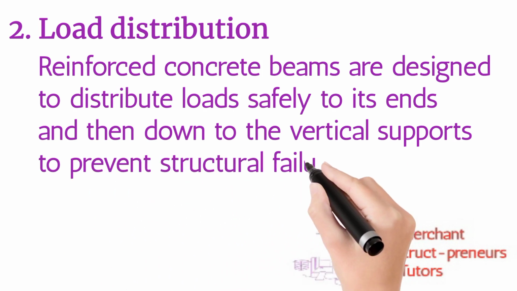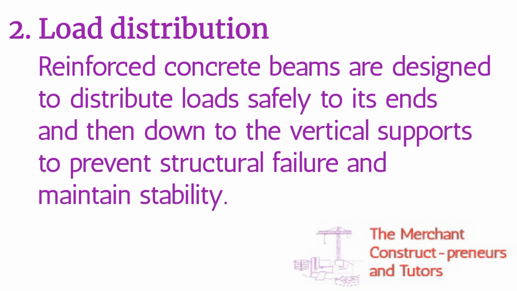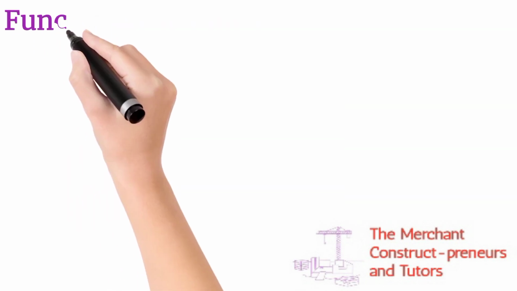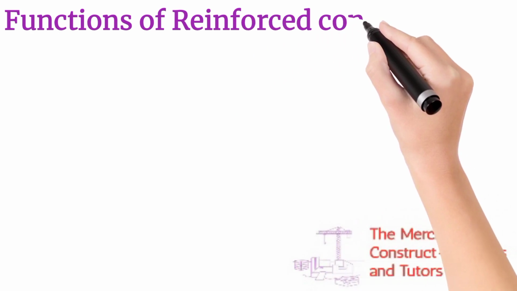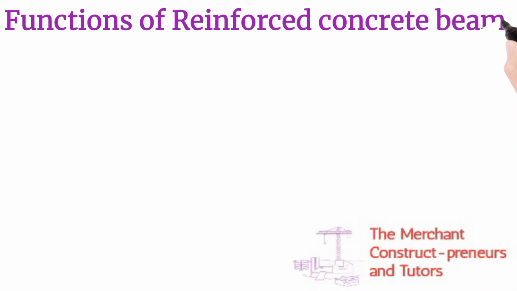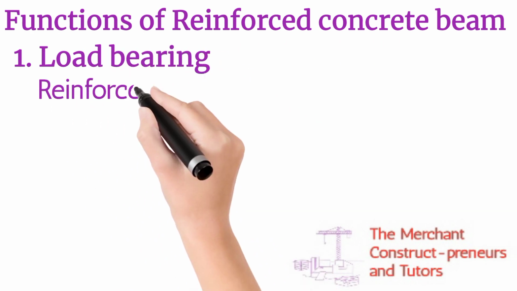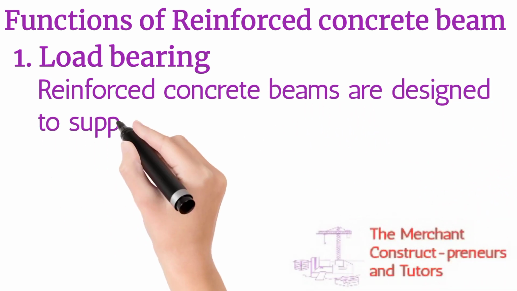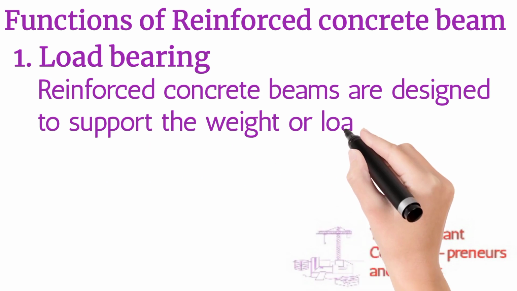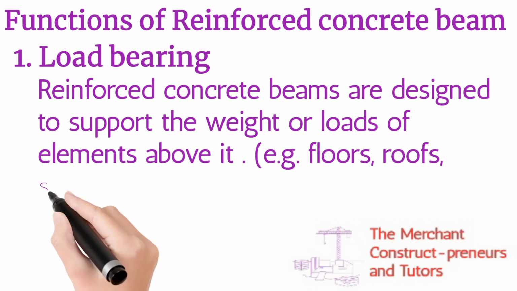So we are going to be looking at the functions of reinforced concrete beam. What it actually does in the structure. We defined what beam is and reinforced concrete beam, and then the classification. Now what exactly does this thing do? Now the first one, we are looking at load bearing. Now reinforced concrete beams are designed to support the weight or loads of elements above it, such as the floor, roof, slab, etc. We also have walls, block walls. So anything that's above the beams support it. It bears the load.